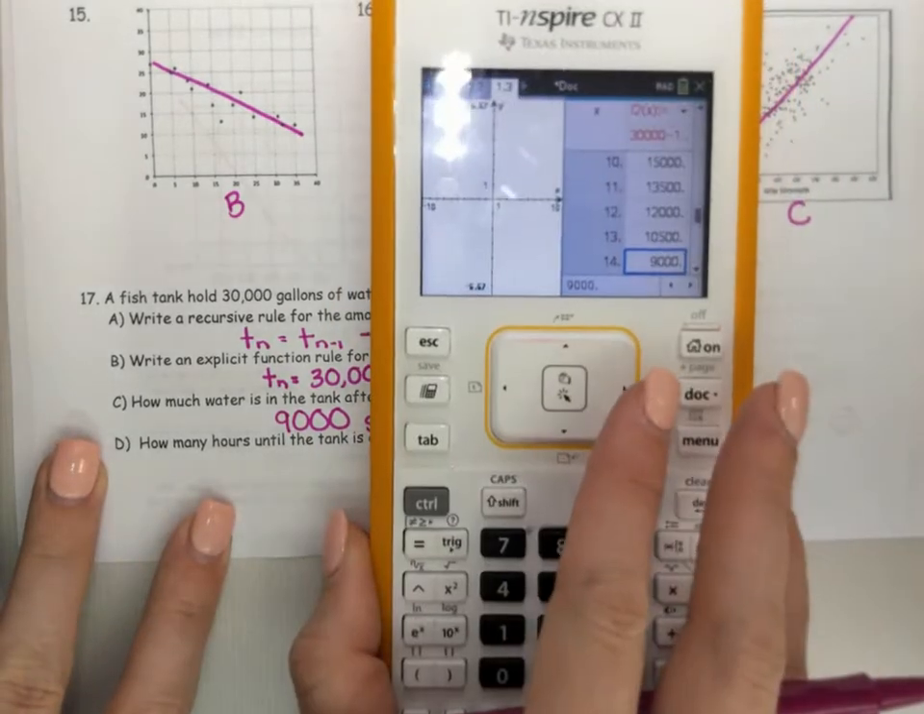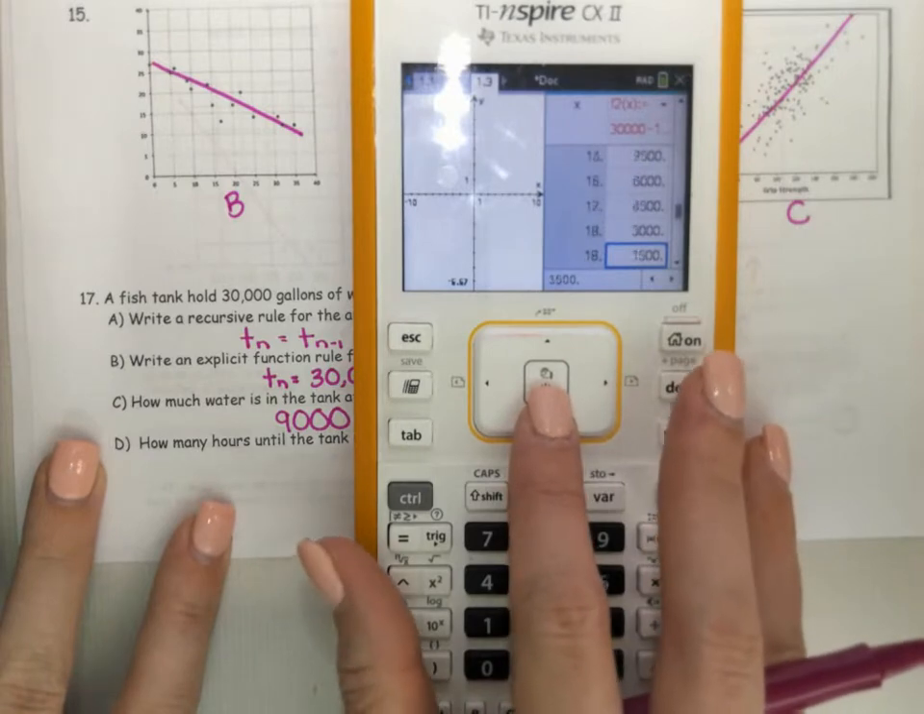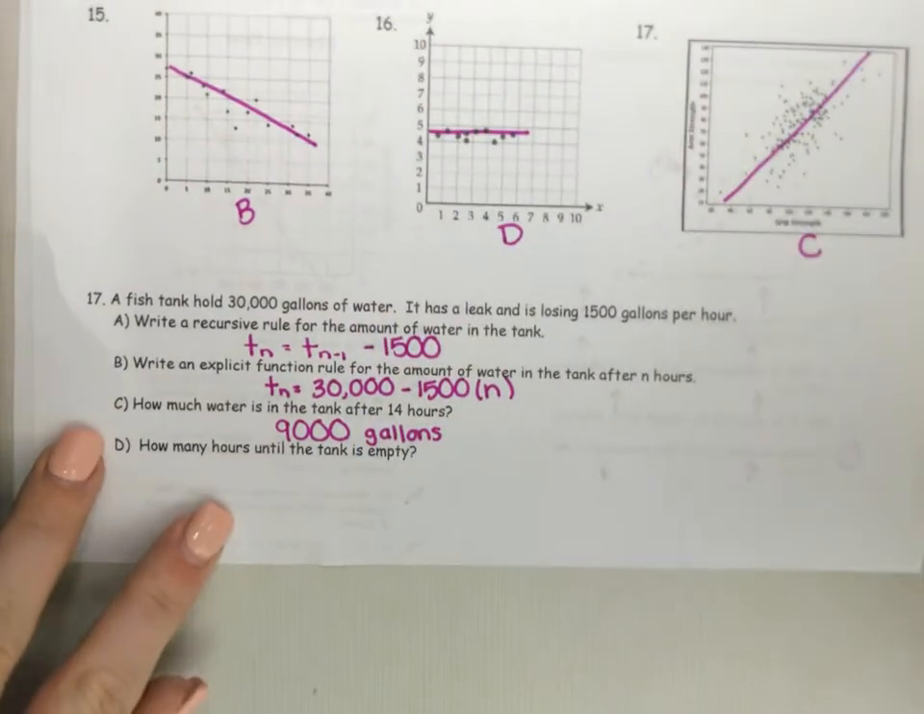How many hours until the tank is empty? So here I'm looking for when there is 0. And that's at 20 hours.